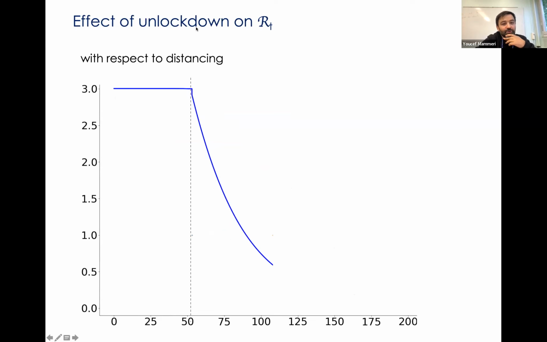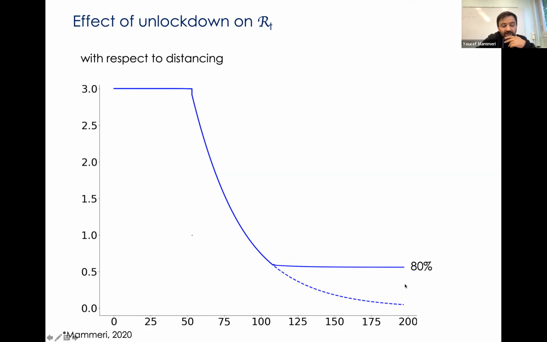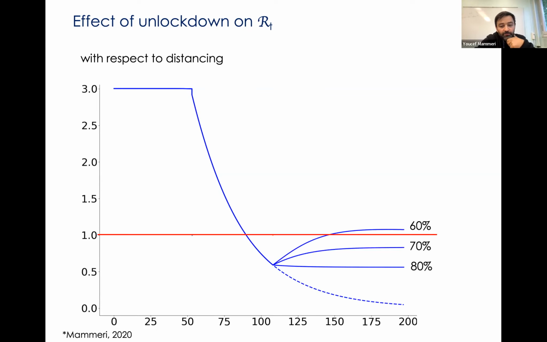The question was, and we did that before the end of the lockdown, what will happen at the end of the lockdown? If you continue the lockdown, it will be that. If people respect the distancing, it will mainly depend on the distancing. But this one was done before the variant, so we were assuming that you have only one strain of virus.